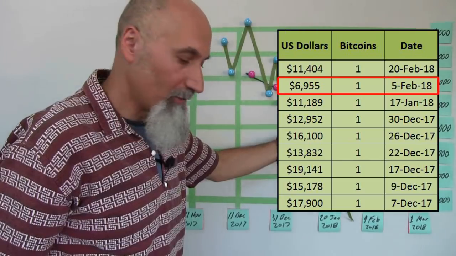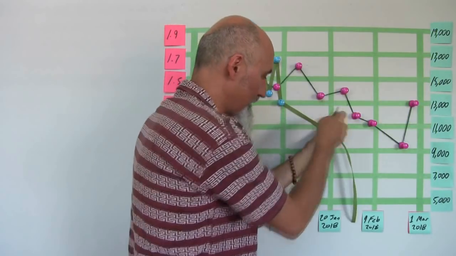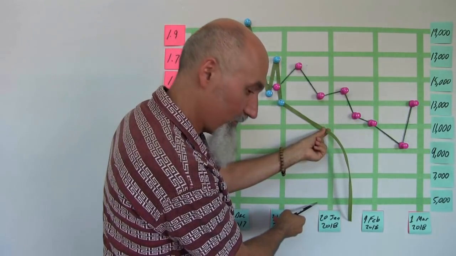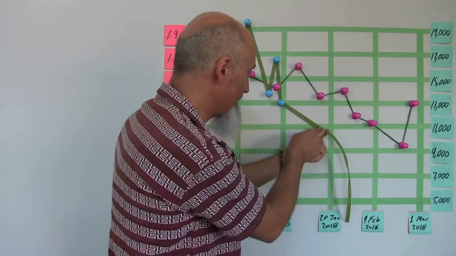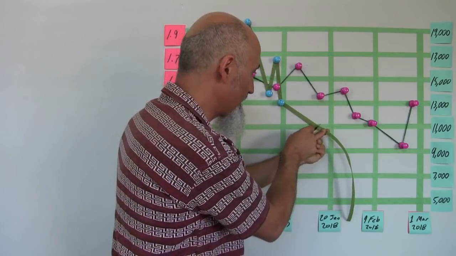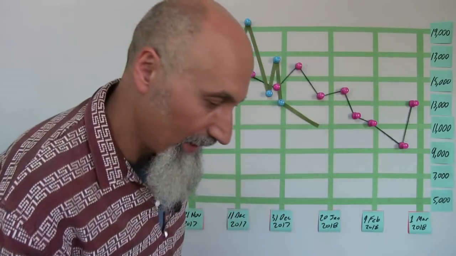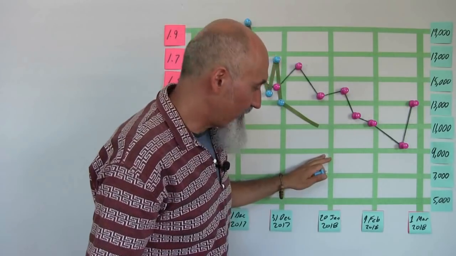February 5th, it goes down to almost 7,000. So we're going to cut it here. Let's make sure we got the right location. January 17th was 11,000. Yeah, about here. Okay, so we're going to cut this guy. Bring in a little tack. And the next one goes down to February 5th.